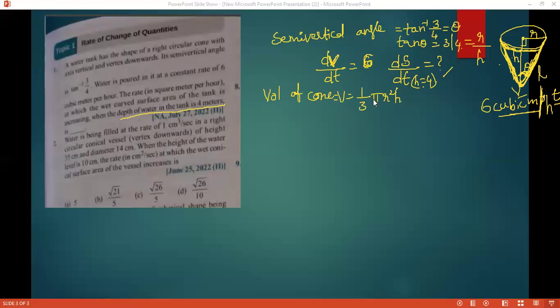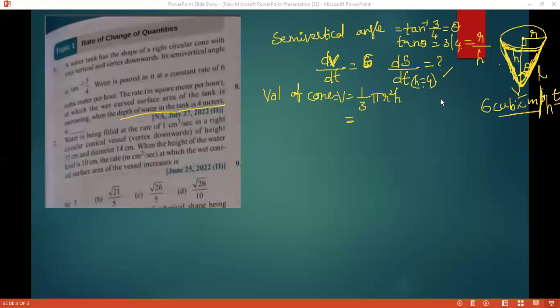So can I substitute the values here? Because I have two variables. If I convert it into one variable, then I can solve the question easily. So I want to convert one variable in terms of the other. Let me convert that now. You see here, pi r square h. So what is h here? Can I take it as 3 by 4?